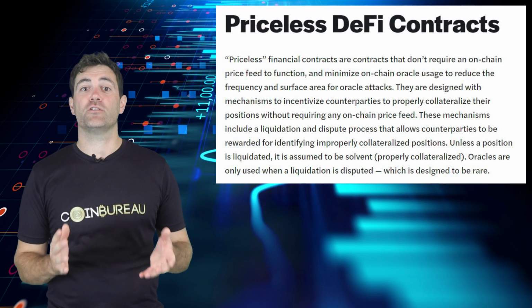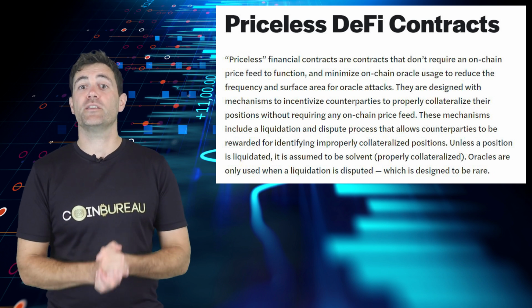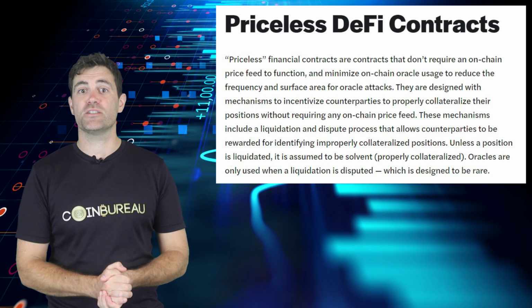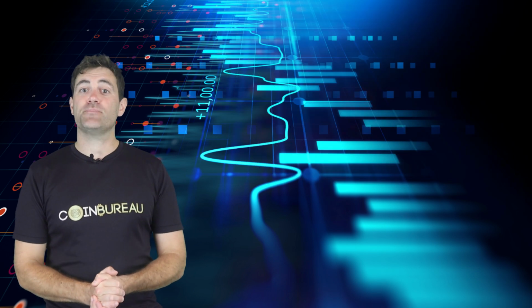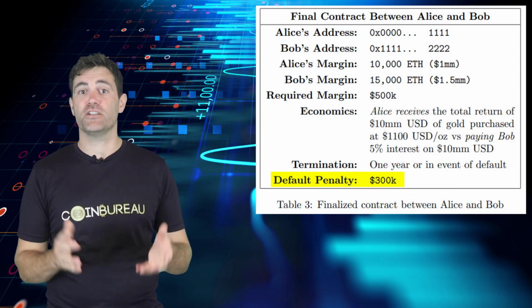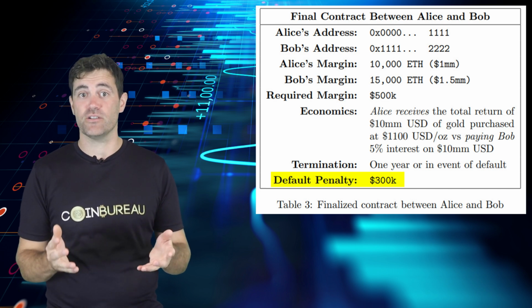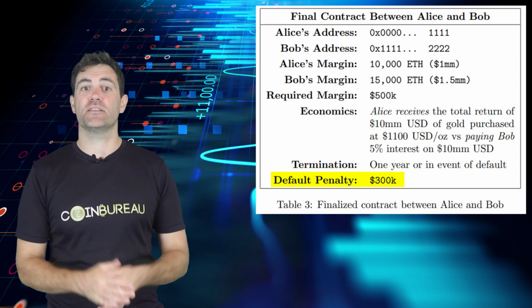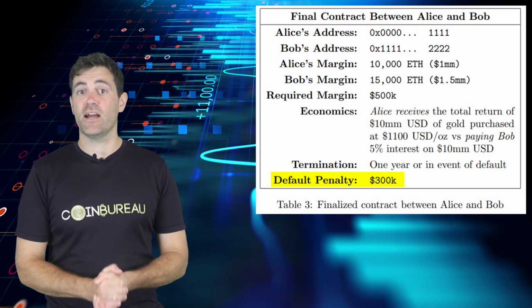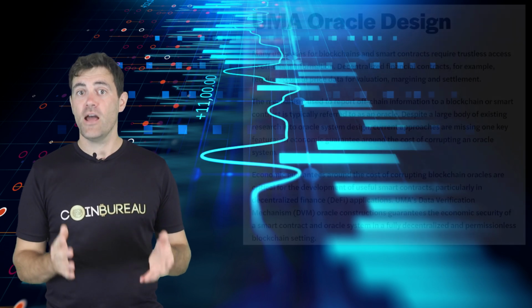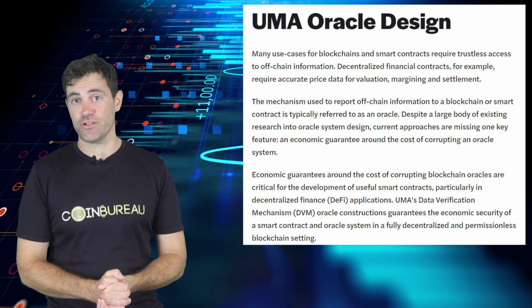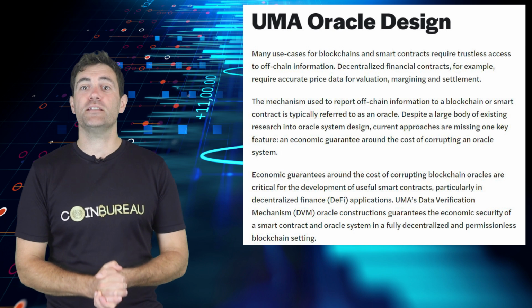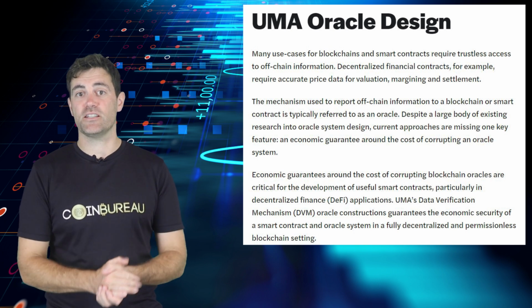Now, these priceless financial contracts are designed with mechanisms in order to ensure that the counterparties will always collateralize their positions without relying on any of these price feeds, hence the term priceless. As mentioned above, you have that liquidation process that punishes those counterparties that don't collateralize their positions. You also have incentive mechanisms that enable others to get rewarded to identify said under-collateralized positions. The real genius point here is that oracles are not needed unless there is ever a dispute about a liquidation. However, the economic incentives built into the protocol are designed in order to make the need for this dispute process infrequent. Still with me so far?